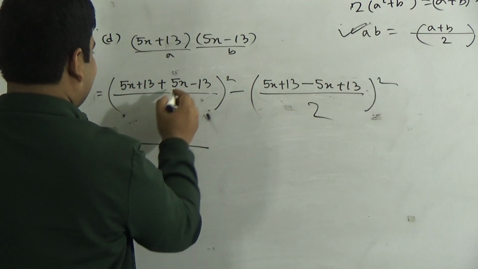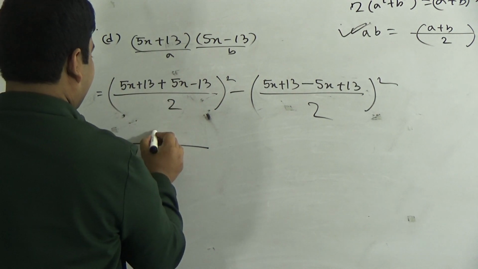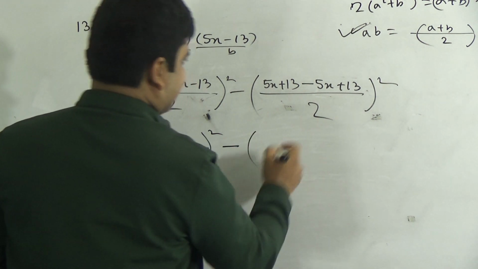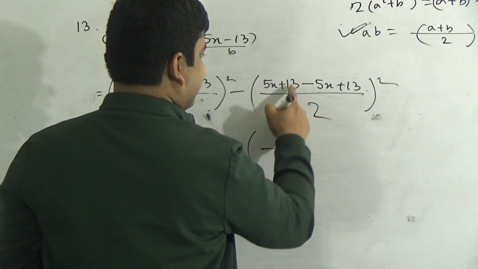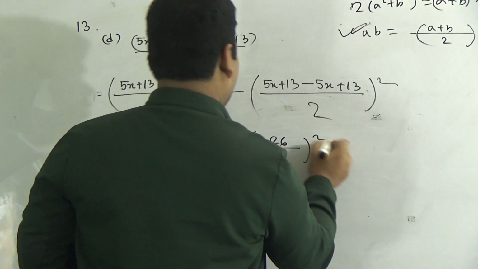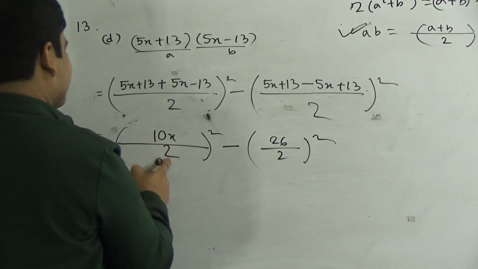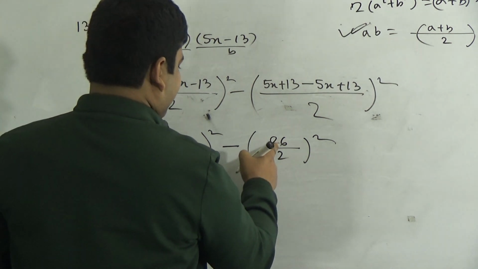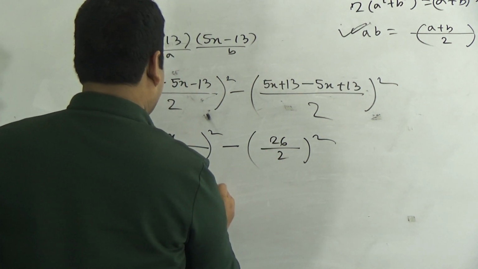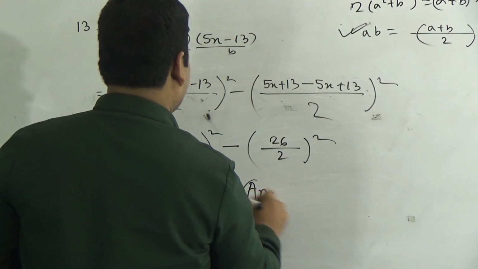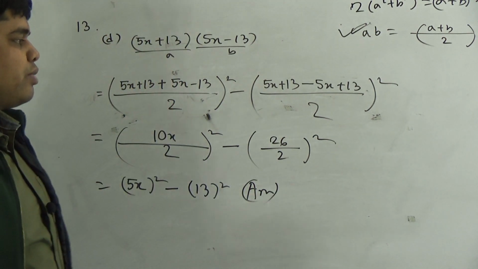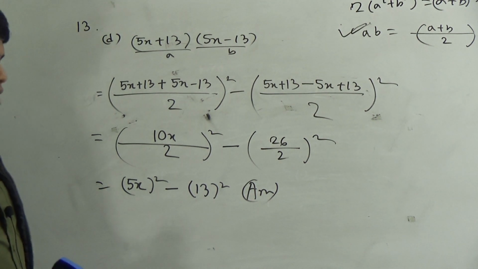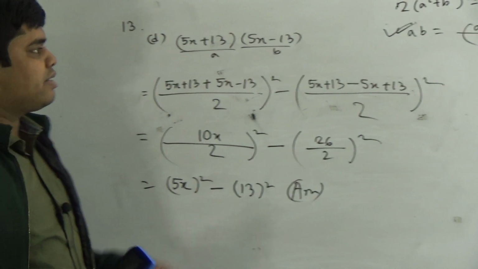Now we cut 13 and minus 13 and left 10x by 2 whole square minus, 5x cut, we do addition and we get 26 by 2 whole square. If we divide 10x by 2, then we get (5x) whole square. If we divide 26 by 2, then we get 13 square. My dear student, no need to do the square, because the question asks you to find the answer as the difference of squares of two expressions. That is, this is the required answer.